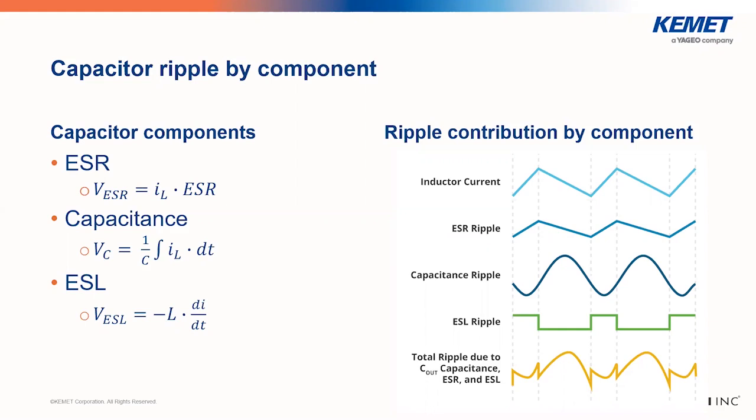The ESR is the easiest. It's simply equal to the ripple current times the ESR and produces a triangular waveform similar to the ripple current. The voltage due to the capacitance is proportional to the integral of the ripple current, and because of the linear ramp, this results in a squared value in a round parabolic shape. And for the ESL, in the same way that the square voltage created a linear current ramp, a linear current ramp through the ESL will cause a square voltage. These three components can be summed to obtain the expected ripple.